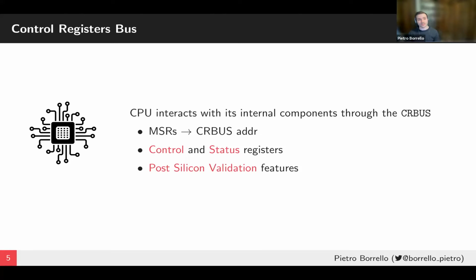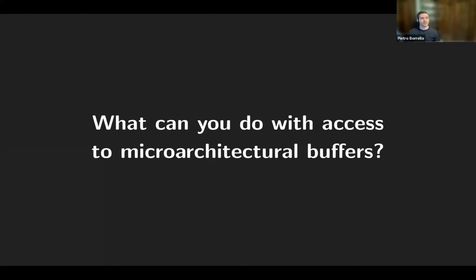Most interestingly, the control register bus has a few addresses dedicated to controlling post-silicon validation features. This is a very interesting thing since post-silicon validation features are something that only silicon vendors are supposed to access, for example, to test the functionality of internal components, having full control of them. So this paper starts with the question: what can you do with access to microarchitectural buffers?